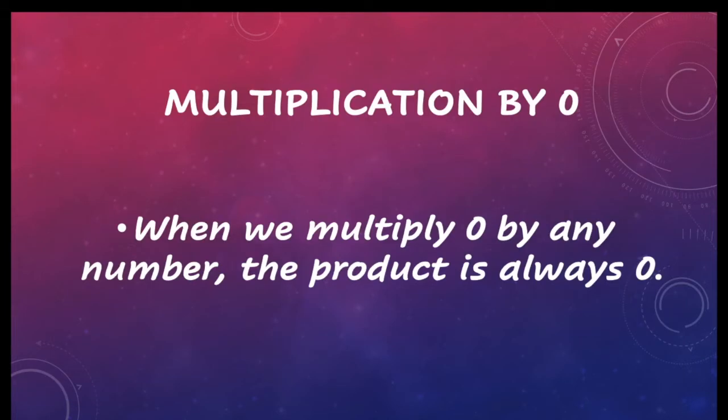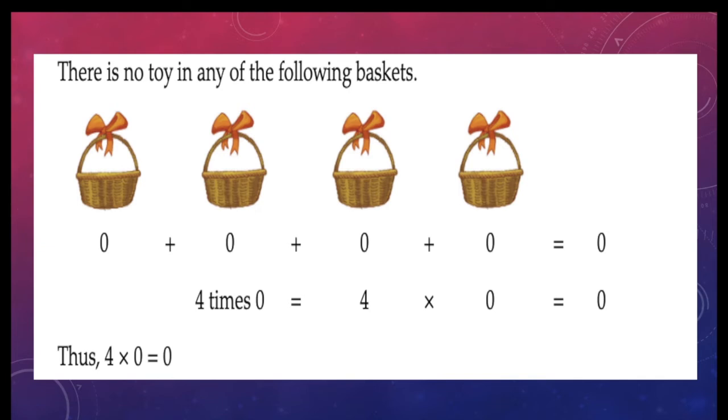Third one, multiplication by 0. When we multiply 0 by any number, the product is always 0. So this is very simple. In multiplication, when any number is multiplied by 0, the answer is 0 itself. So you can straight away write it as 0, because any number multiplied by 0 is 0 itself.